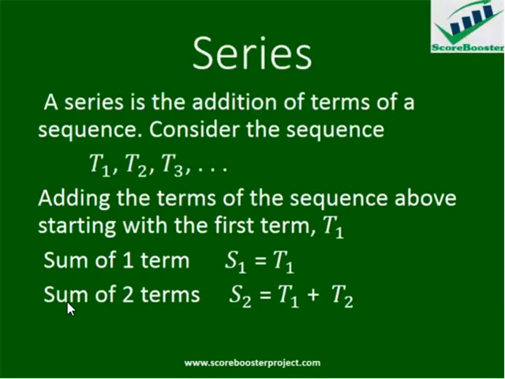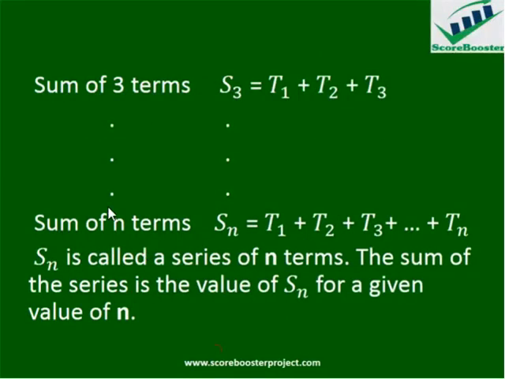So now, if you want to find the sum of two terms of a particular sequence, it's going to be represented by S2. Your n is 2. That means you are going to add two terms, which is the first and the second term. Also, if you are looking for the sum of three terms represented by S3, it is going to be the sum of the first, second, and third term. That is why we have T1 plus T2 plus T3.